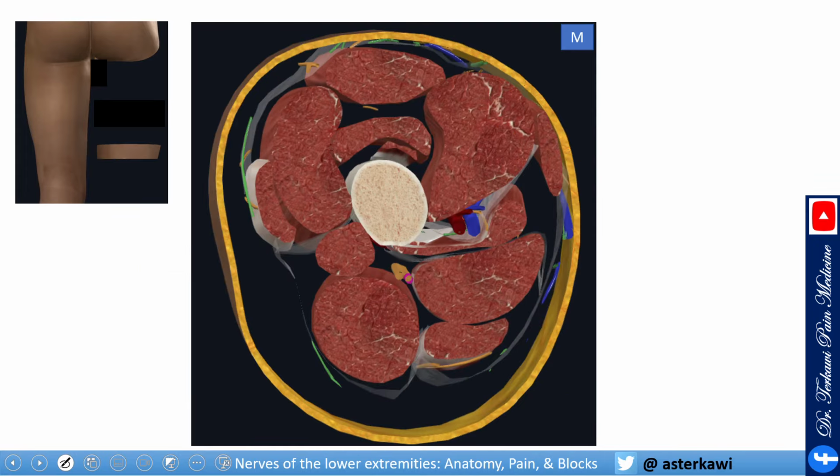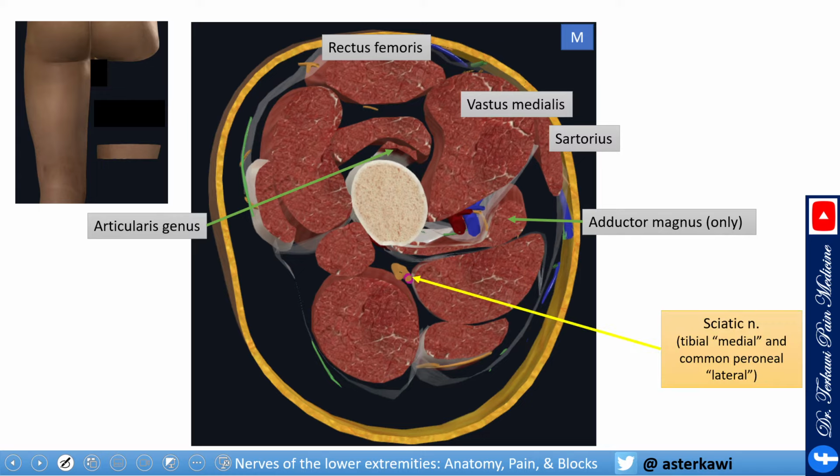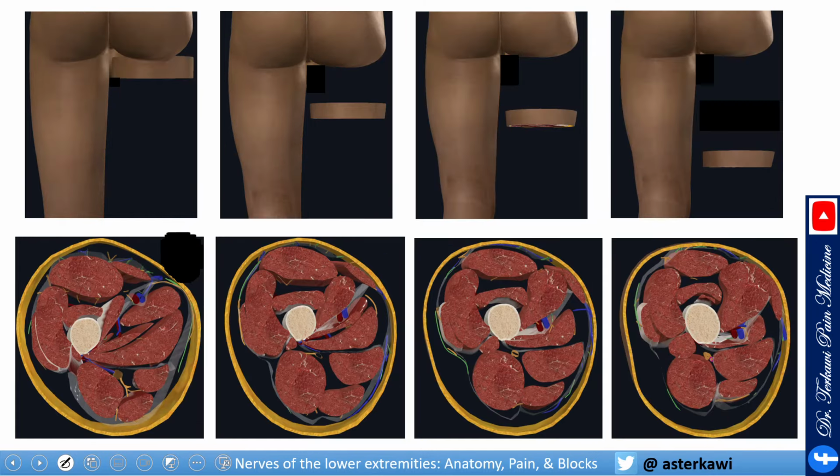Now, going further down, closer to the popliteal fossa. So look at the rectus femoris. Where is the sartorius? It's really medial now. Now, what's this big gigantic muscle? That's the vastus medialis muscle. See how it becomes bigger. Adductor magnus only. There is no pectineus, there is no longus. And then here you have a small muscle. Sciatic starts to bifurcate at this level, as you see, posterior femoris.